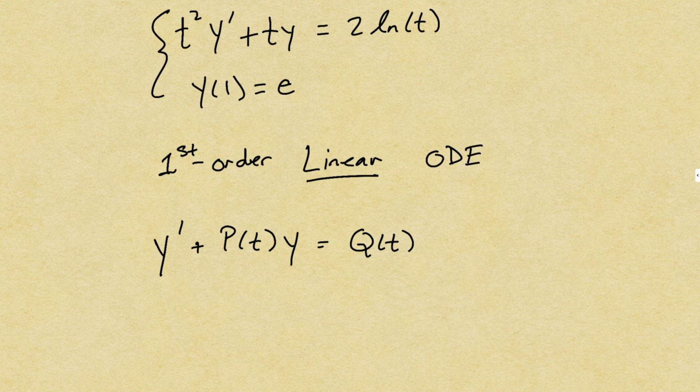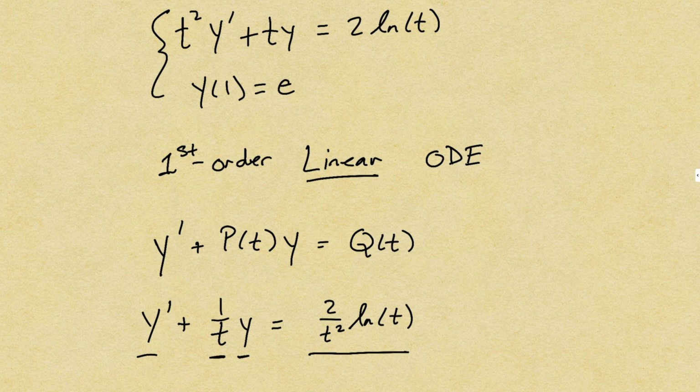So how can we put our equation into this form? Well, looking at ours, if we divide by t squared, it might fall into this form. So let's do that. We'll divide by t squared everywhere, and we end up with a y prime. Then we have a t divided by t squared, that's just 1 over t, y. This becomes 2 over t squared log of t. Now it's exactly in this standard form. We have a derivative plus some function of only t times y, then some function of only t on the other side.